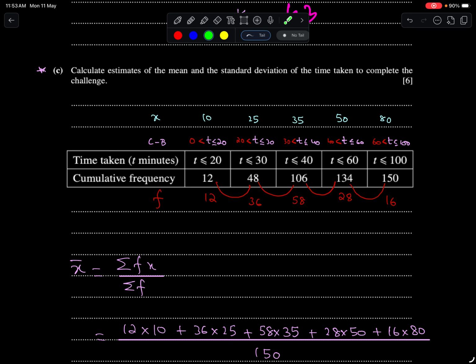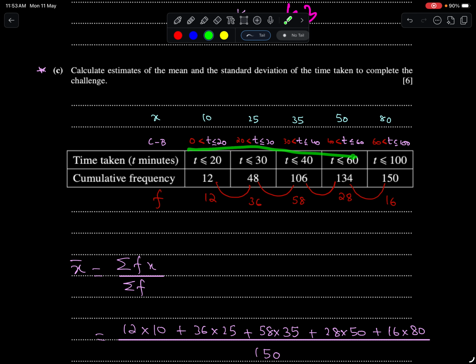I explained this for discrete data. Now this 20 is inclusive here, so it must be exclusive here. You must be very careful regarding these signs. Now complete this. How to get frequencies? 150 minus 134 will give you 16. This is the frequency for this interval. And 134 minus 106 will give you 28. This is for this interval, and so on.